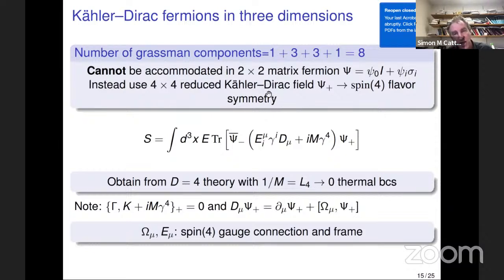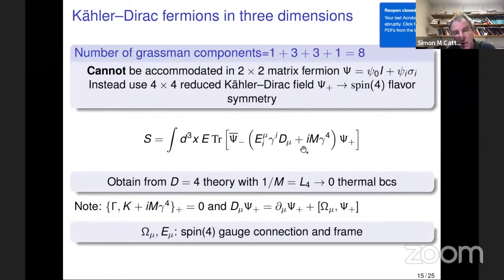I can go to a reduced Kaehler-Dirac field in three dimensions right away by projection using the appropriate projector matrix in 4D. But then I'll naturally inherit a spin 4 flavor symmetry. So the three-dimensional theory I tried to construct will naturally have a spin 4 flavor symmetry from the get-go. It's just forced on you by trying to accommodate all the fields you need in terms of a matrix. So if I want to map my Kaehler-Dirac theory into a theory of spinors, I'm forced to use 4 component spinors and not 2 component spinors, which you would naively think. So that has some advantages.